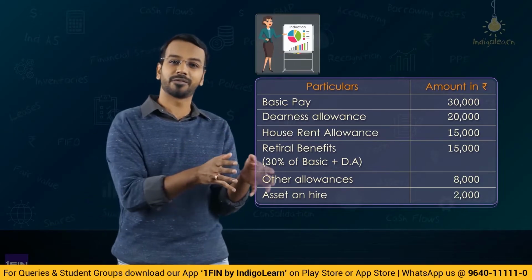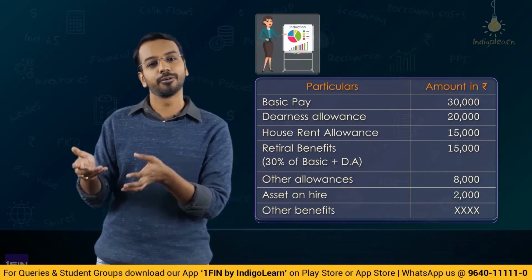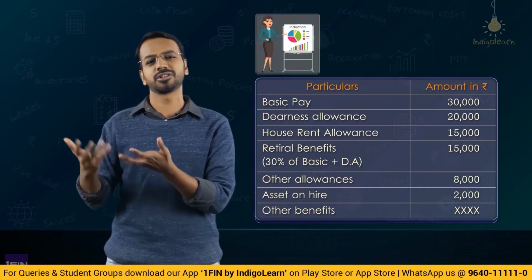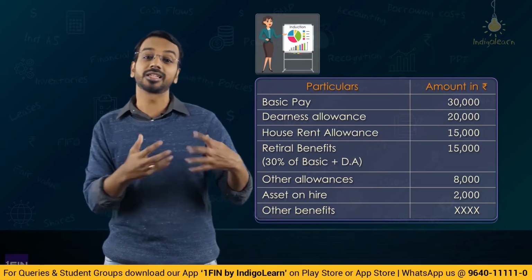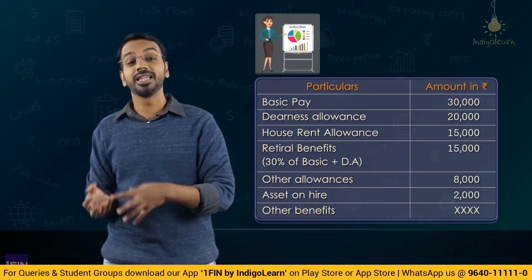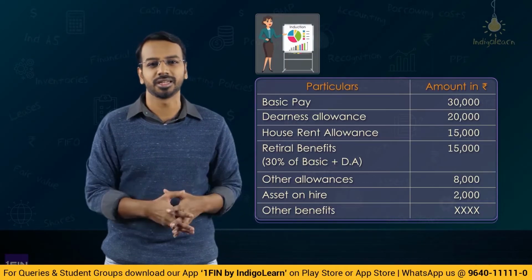And some other benefits, something like you can book a holiday home in Goa, which is on the beach, and you just need to pay 1,000 rupees for that, right? Such kind of benefits were also provided, and they included that as a part of CTC.